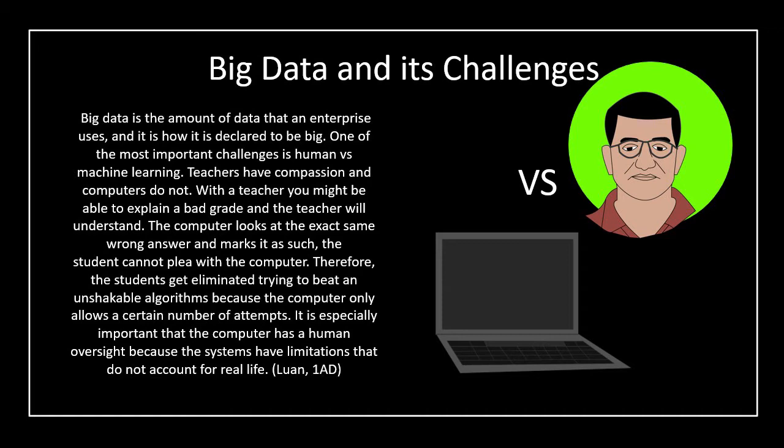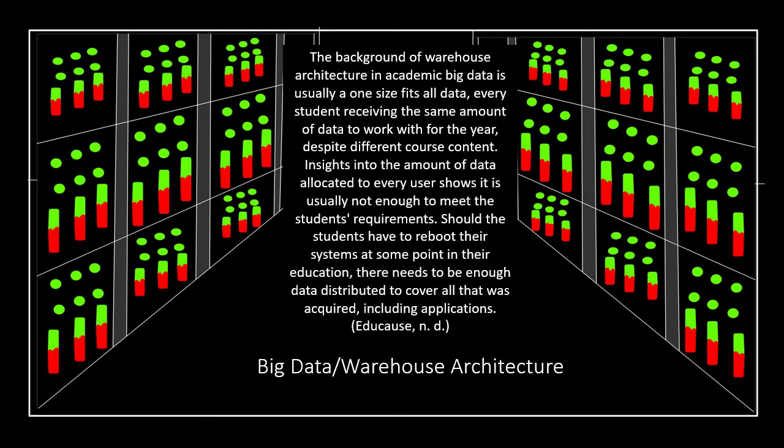The background of warehouse architecture in academic big data is usually one-size-fits-all data. Every student receives the same amount of data to work with for the year, despite different course content. Insights into the amount of data allocated to every user show it is usually not enough to meet student requirements. Should the student have to reboot their systems at some point in their education, there needs to be enough data distributed to cover all that was acquired, including applications.